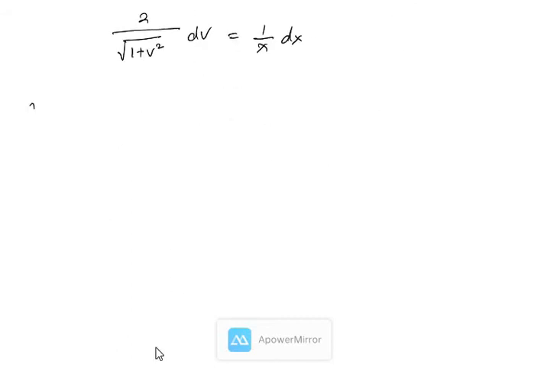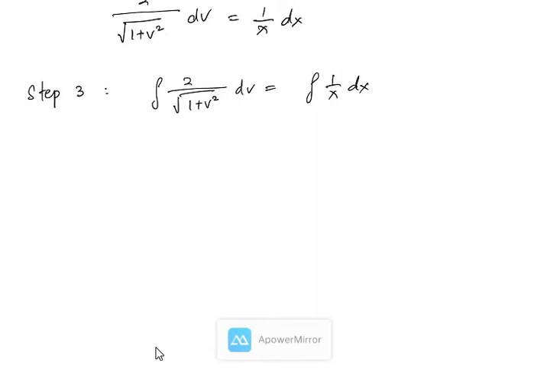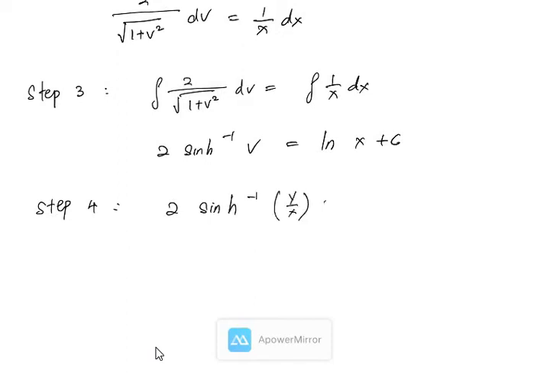And then the third step is to use the separation of variables. Means we integrate both parts. And then we integrate 1 over square root of 1 plus v squared. We obtain 2 sinh inverse v equal to ln x plus c. And then we substitute back v equal to y over x. So we obtain 2 sinh inverse y over x equal to ln x plus c. So all this is the homogeneous equation.